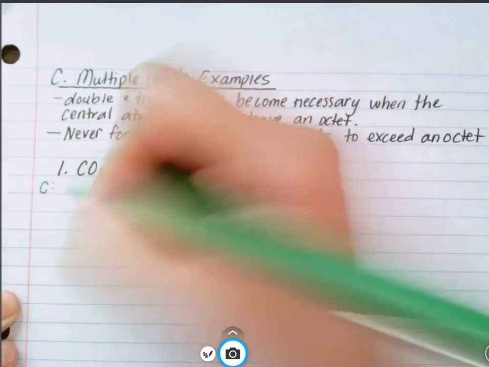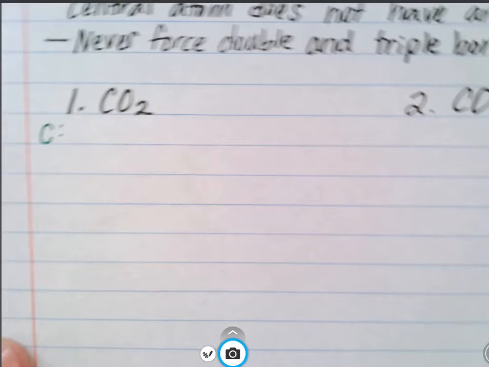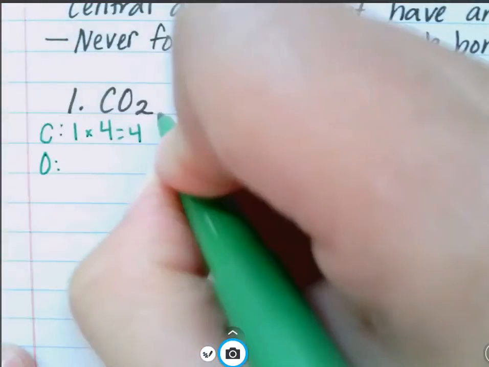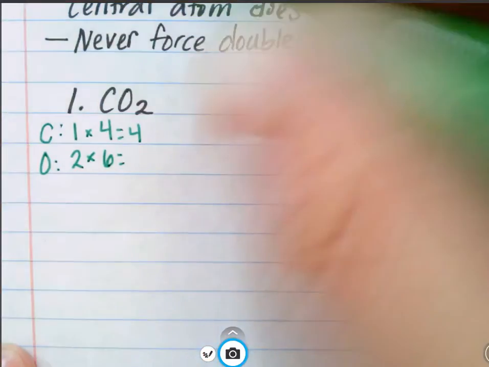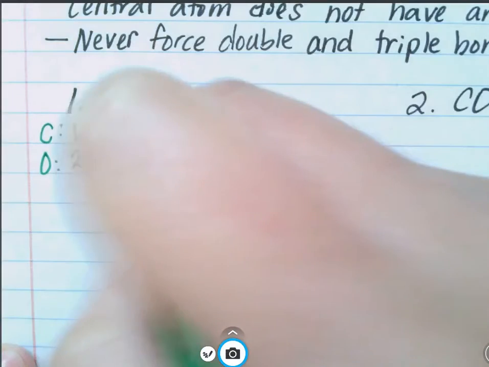Same steps. We have carbon and oxygen. I'll zoom in. We've got CO2, carbon dioxide. Each carbon has 4. Oxygen, there's 2 of them. Each oxygen has 6 valence electrons. Make sure you look those up. Okay. Add them up.